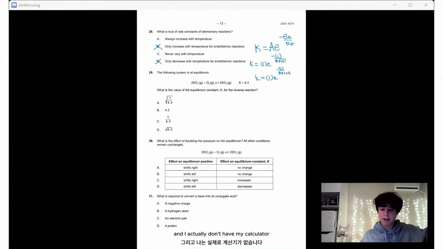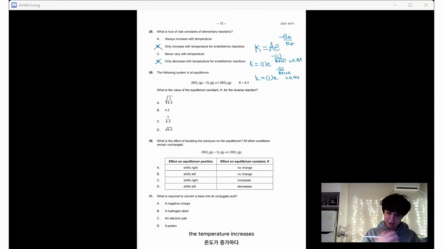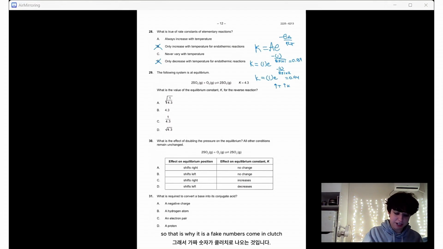Okay, and I actually don't have my calculator because I actually don't know the answer to this, so we're going to just do this real quick. e raised negative 1, 8.31 times 1. Boom. So that is 0.89 for that first temperature. And then if you change that to 2, it then becomes 0.94. So it increases. As temperature increases, the K also increases. Okay, so that is why it is A.